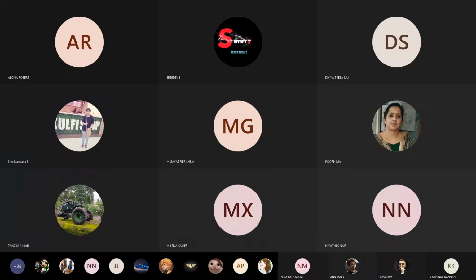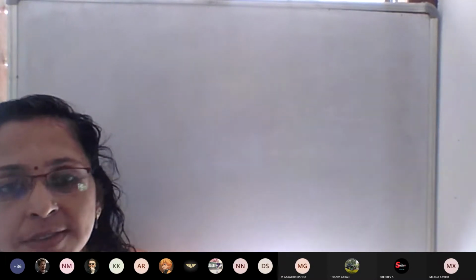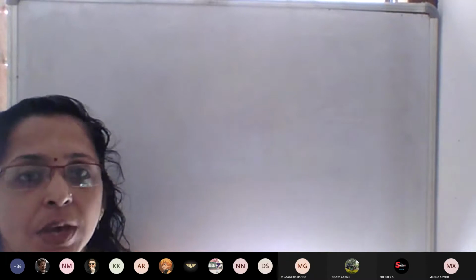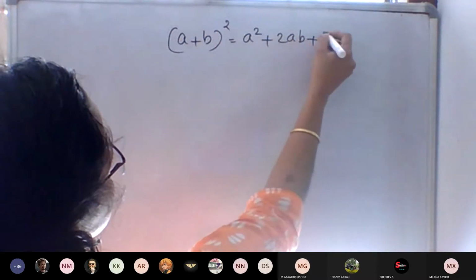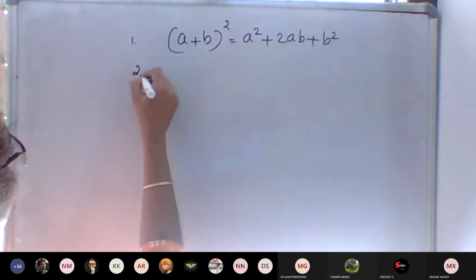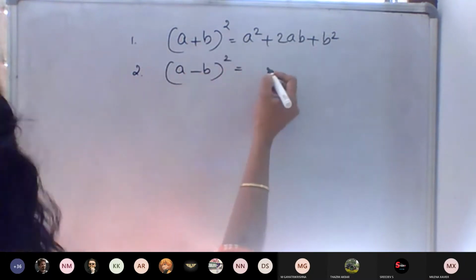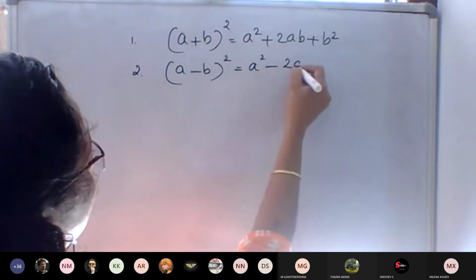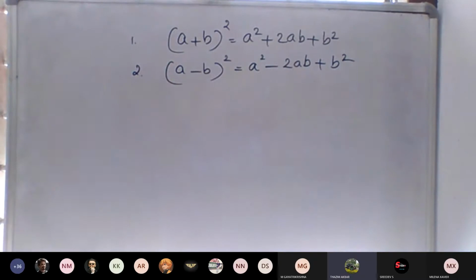Expansions. Formula: (a plus b) whole square is equal to a square plus 2ab plus b square. So that is the first formula. Then the second one: (a minus b) whole square is equal to a square minus 2ab plus b square.